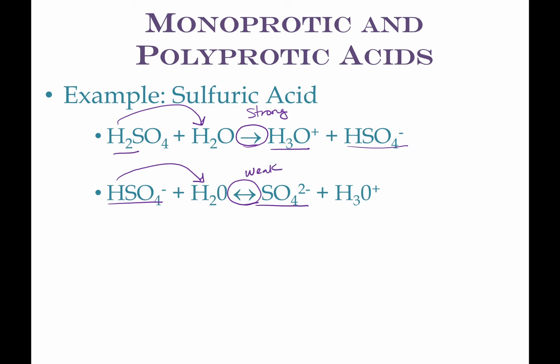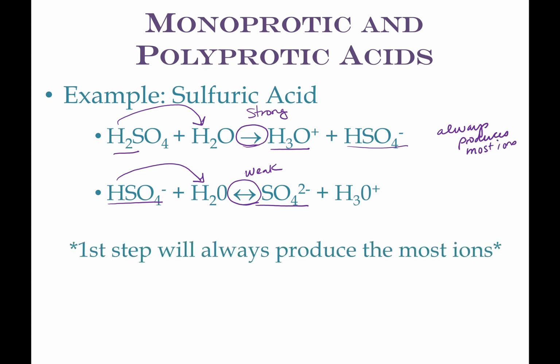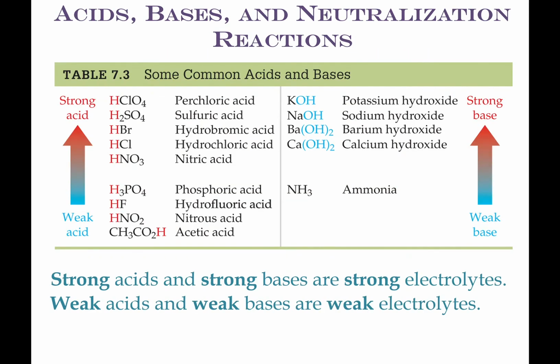They always happen in stages. The first step is always going to produce the most ions, because it's strong. This is a strong acid. This is a weak acid, so it will produce fewer ions. This is just the strength of some common acids and bases. Feel free to take a look at it. It's from your book, and that's just something for you to peruse.